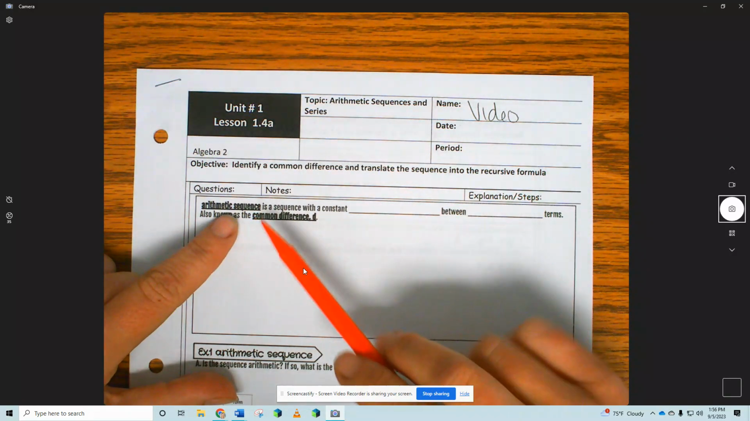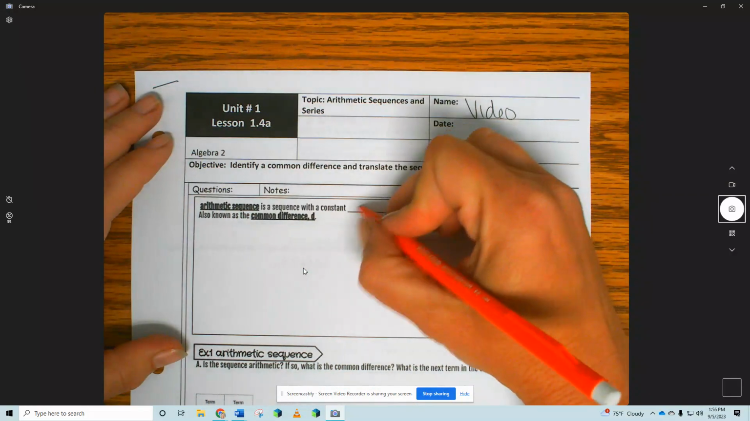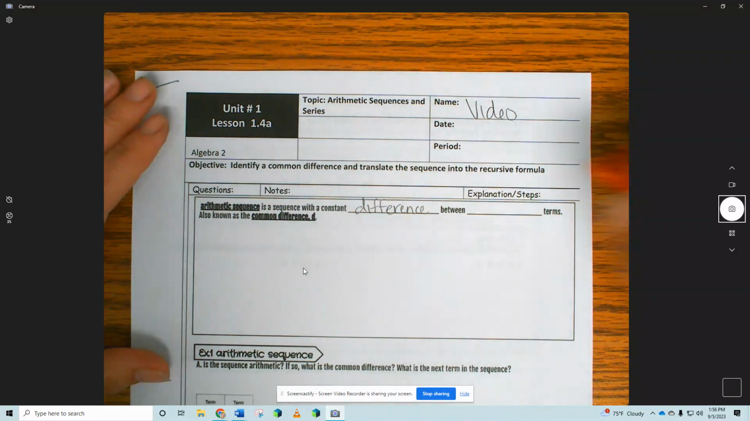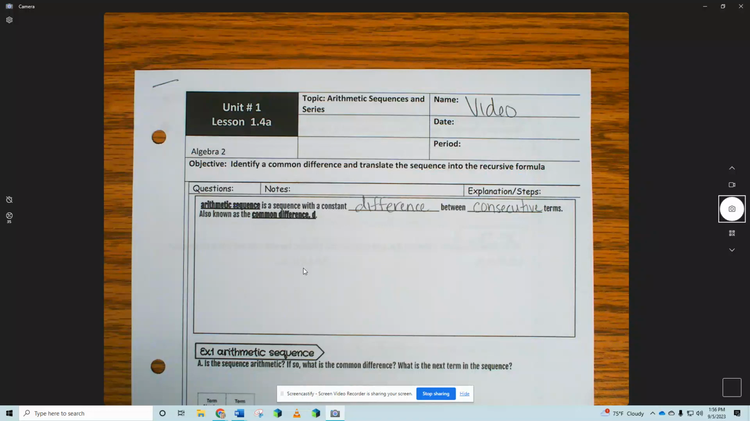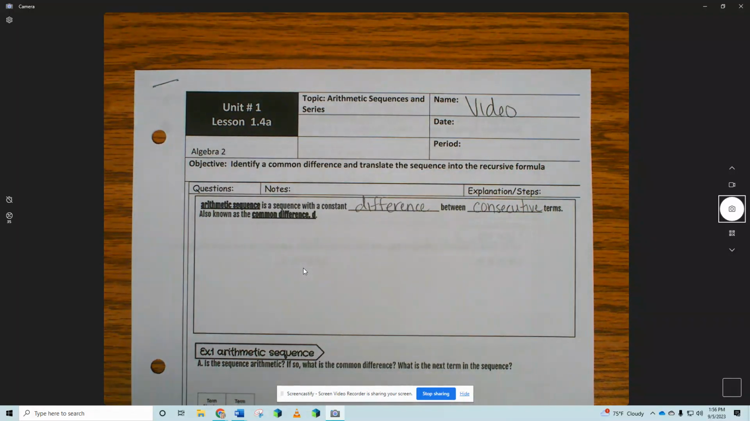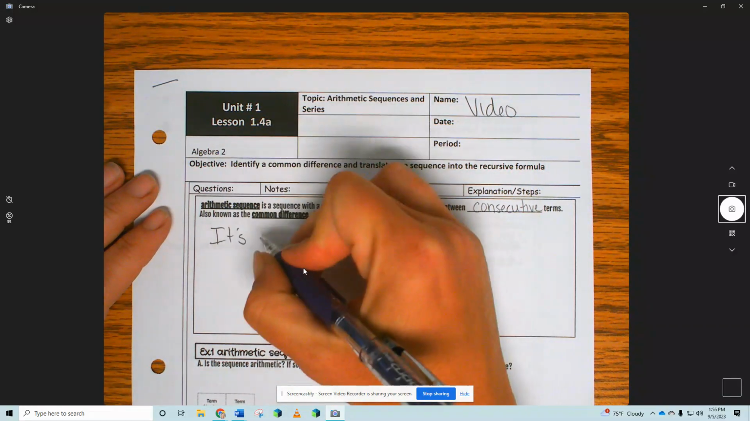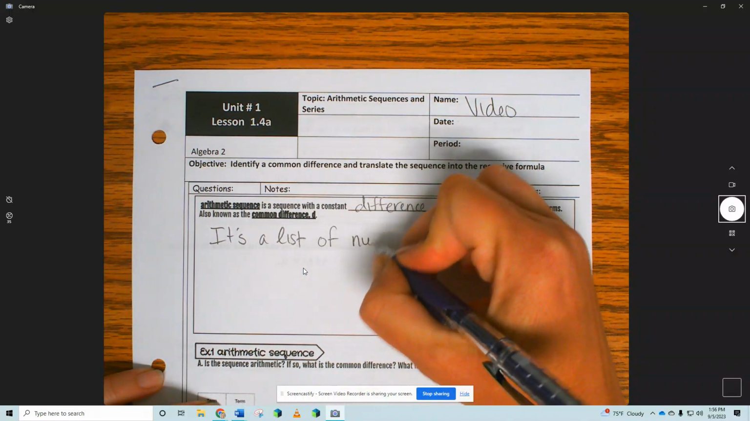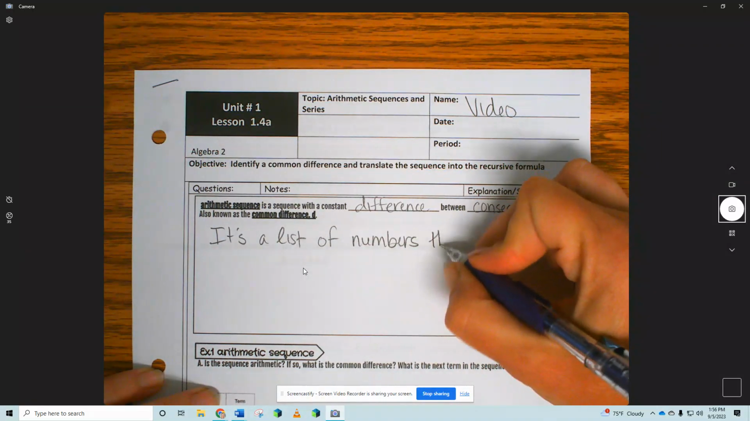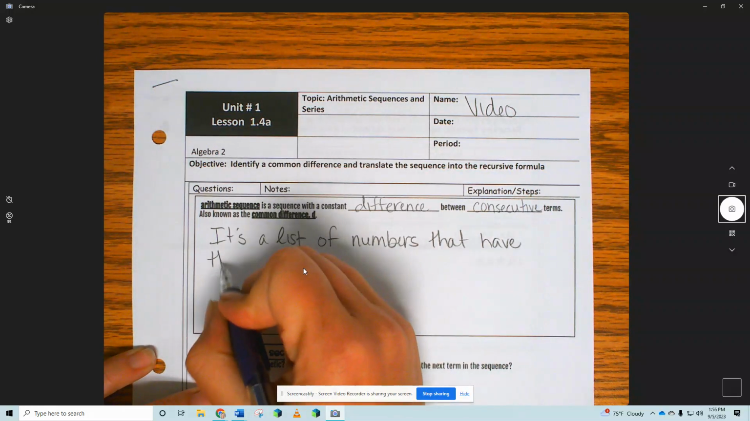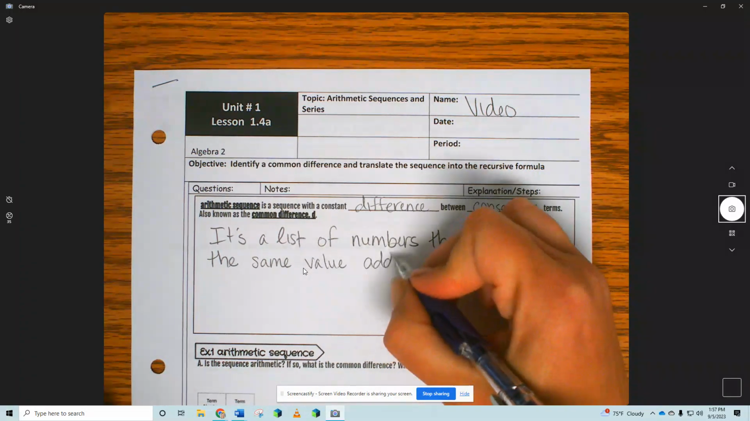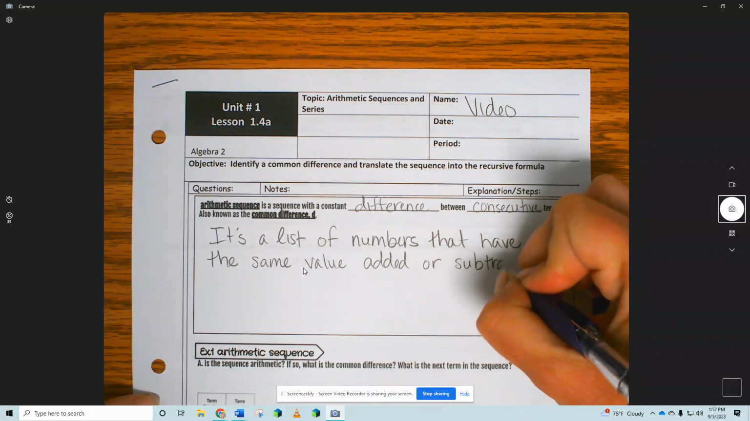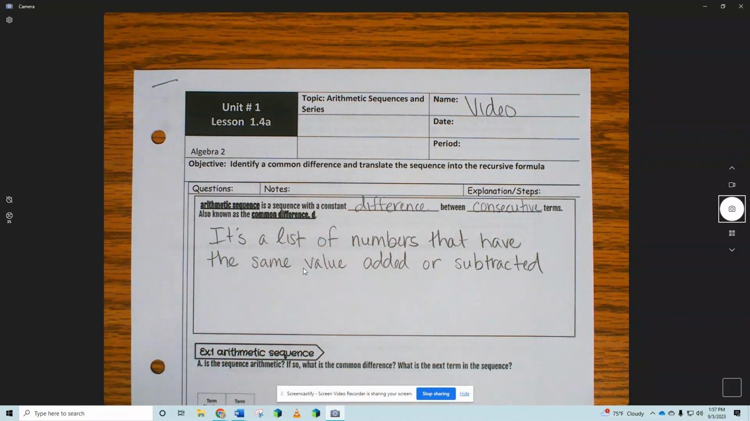Our first definition that we've got up on top: an arithmetic sequence is a sequence with a constant difference between consecutive terms, back to back. This is a very mathematical, formal definition, but a way that you're going to remember it: it's a list of numbers that have the same value added or subtracted. So these lists are going to change. Like on bell work, I added 2 each time, or maybe I'll subtract 7 each time.